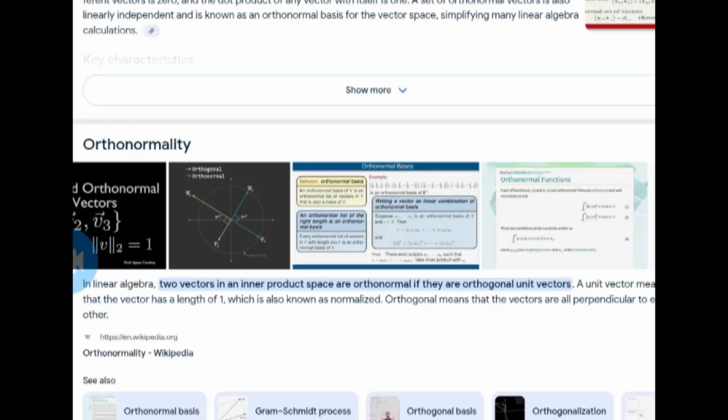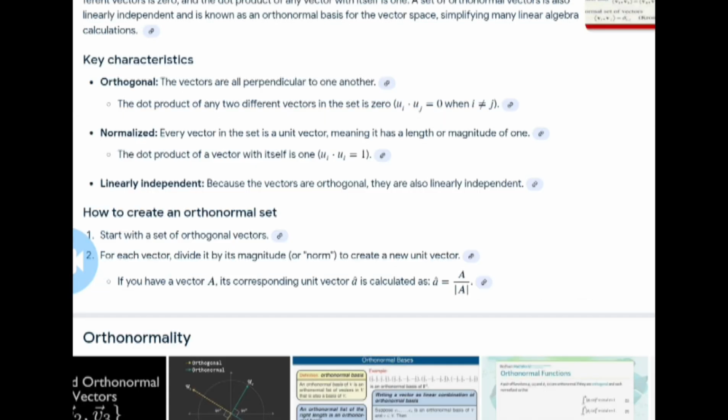This means the dot product of any two different vectors is 0, and the dot product of any vector with itself is 1. A set of orthonormal vectors is also linearly independent and is shown as an orthonormal basis of the vector space, simplifying many linear algebra calculations.